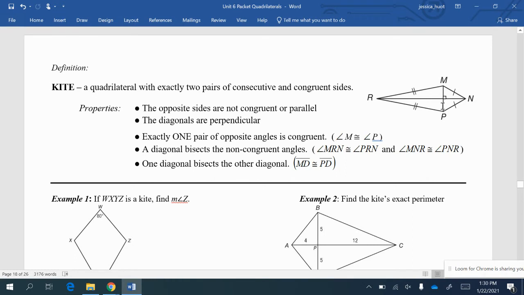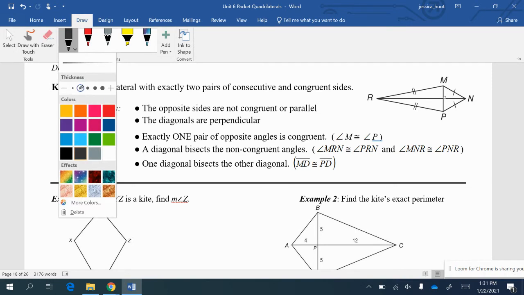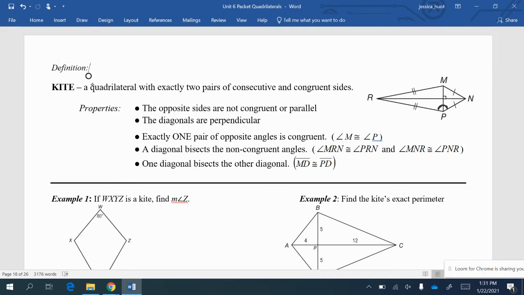So in here, this angle is congruent to this angle here. And then a diagonal bisects the non-congruent angles. So MRN, this angle and this angle are congruent. And then these two angles are congruent to each other as well. And then one diagonal bisects the other diagonal. So this long diagonal bisects this smaller diagonal, making these two segments congruent to each other.